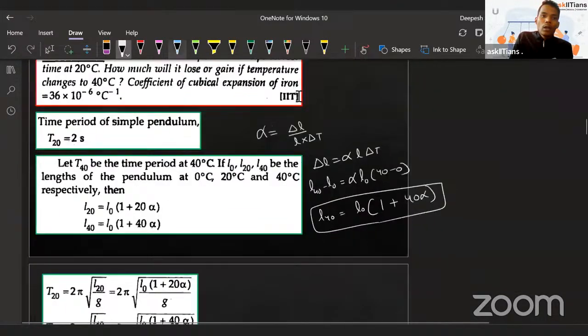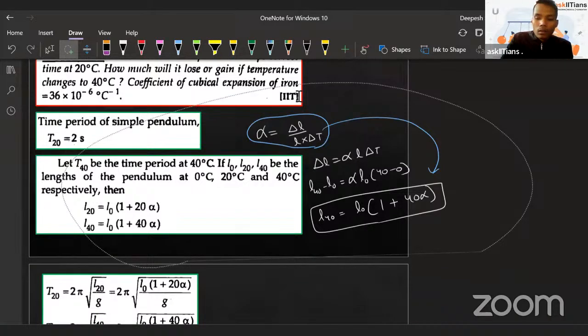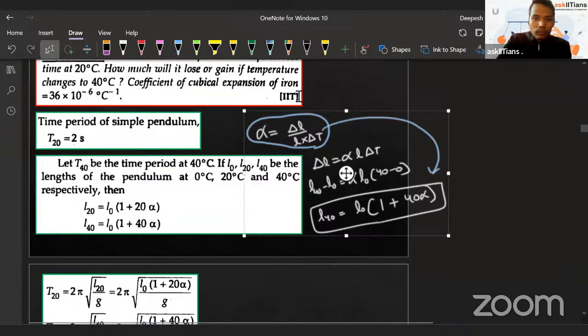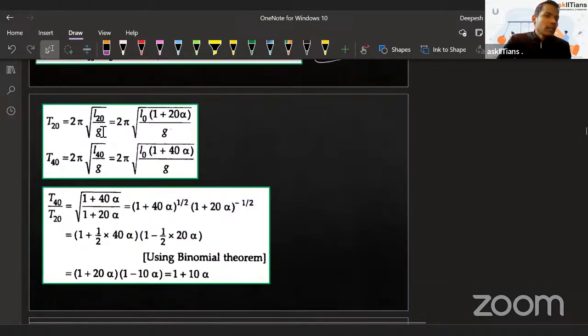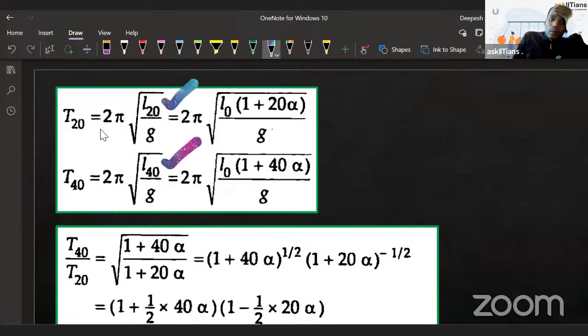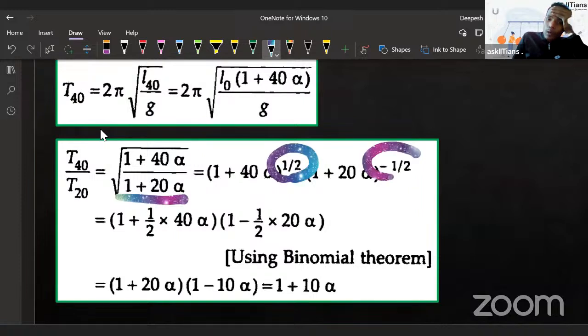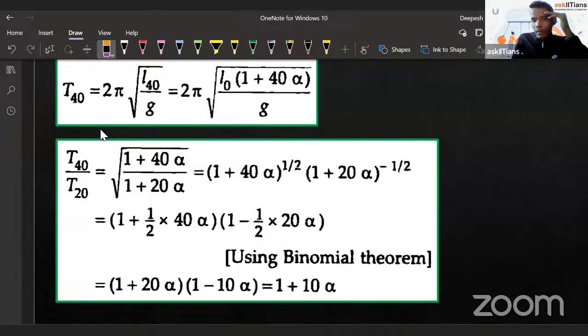That's why I'm saying you should try to remember this formula. All of the other ones you can make very easily. Now, as you know, the time period is equal to 2 pi root L by G, for 40 degrees Celsius and for 20 degrees Celsius. And of course, if you take the ratio of them, the ratio will also be very easy, which is this to the power 1 by 2 and this to the power minus 1 by 2, because you are also going up. So when you are going up, the power becomes negative at the same time.